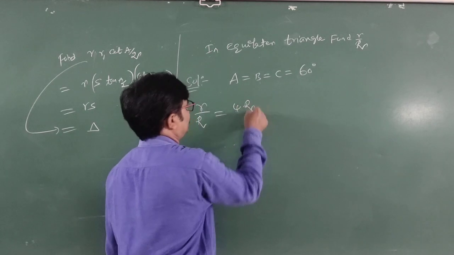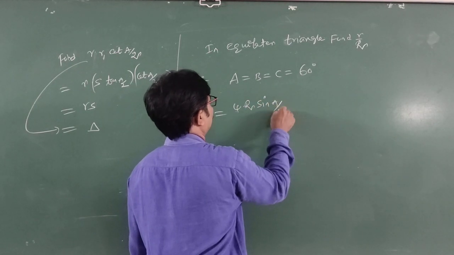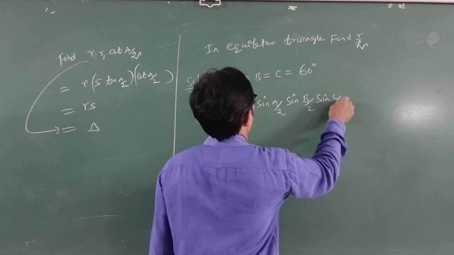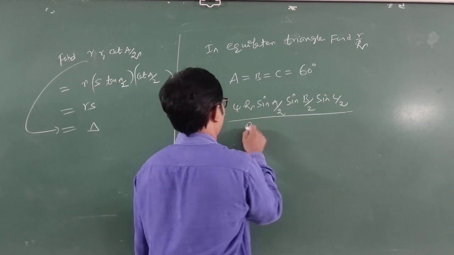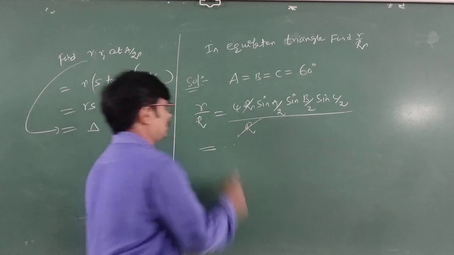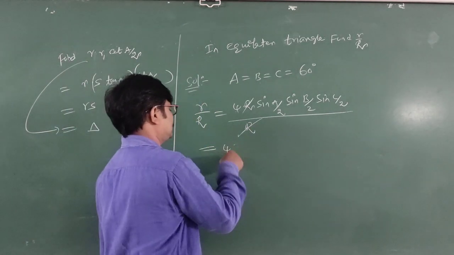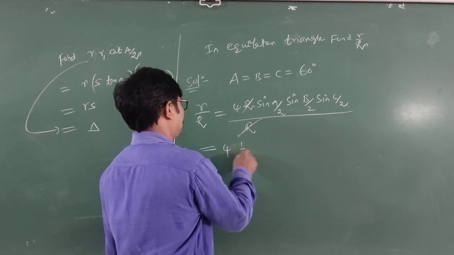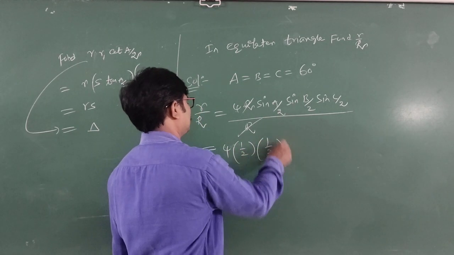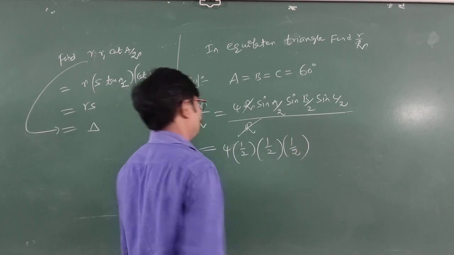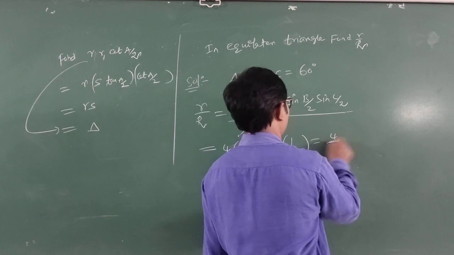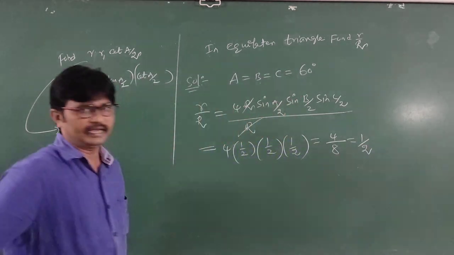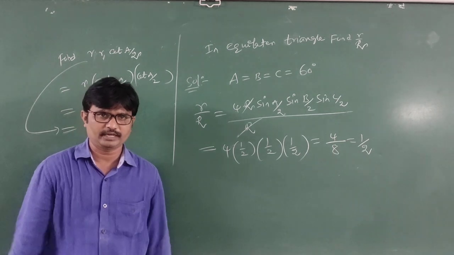Small r is 4R into sin A by 2 into sin B by 2 into sin C by 2, upon big R. These two are cancelled. My dear students, sin A by 2 is sin of 60 by 2, which is sin 30, which is 1 by 2. This is also 1 by 2. This is 1 by 2. So this is 4 by 8. What is this value? 4 by 8 is 1 by 2.